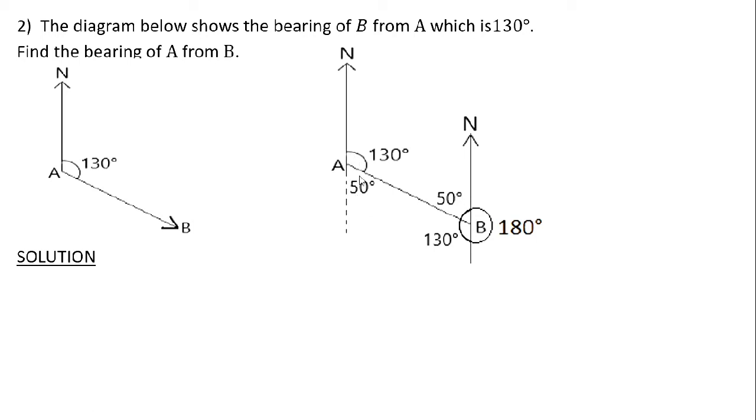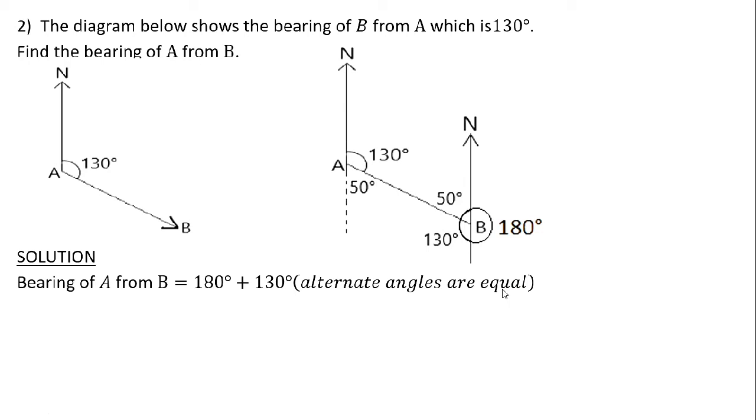A straight angle is 180. Alternate angles are equal. If this is 50 degrees, the alternate angle is that one, which is 50 degrees. If this is 130 degrees, the alternate angle is that one, which is 130. So to find the bearing of A from B, we are going to add 180 plus 130 degrees, or subtract 360 degrees minus 50 degrees, because this is a complete revolution. So if we subtract 360 minus 50, it's the same as 180 plus 130.